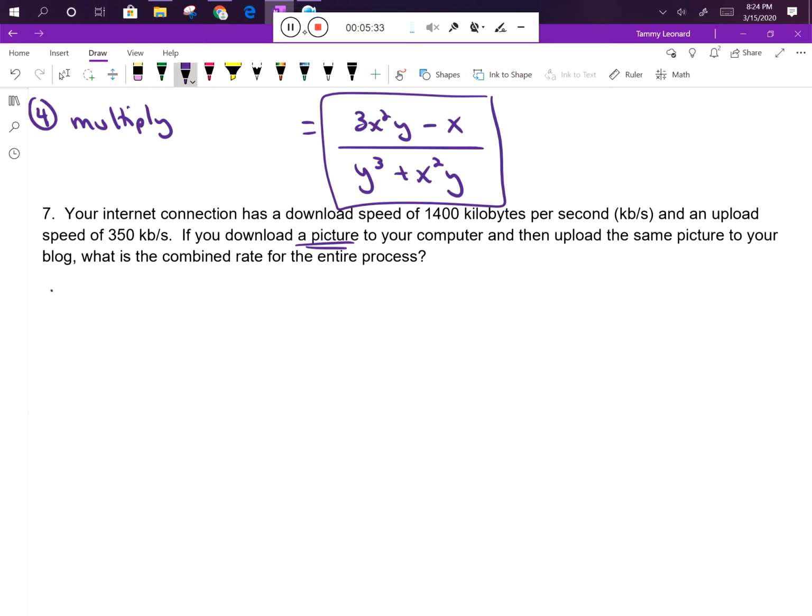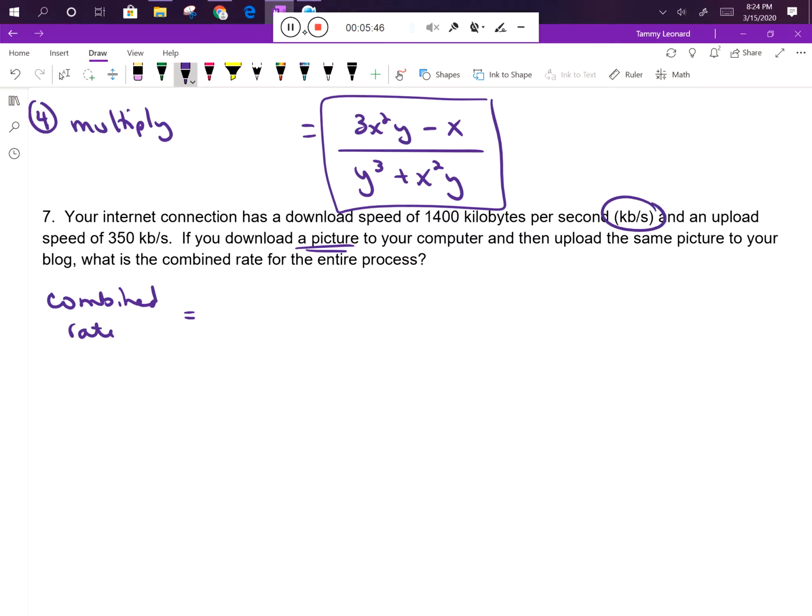So overall, I mentioned we're looking for something called the combined rate. That's the rate of the two things happening together. And it really helps if you think about what the units are here, right? Kilobytes per second. And "per" triggers this division bar. It's really a division problem. So we need to think about what we are doing.